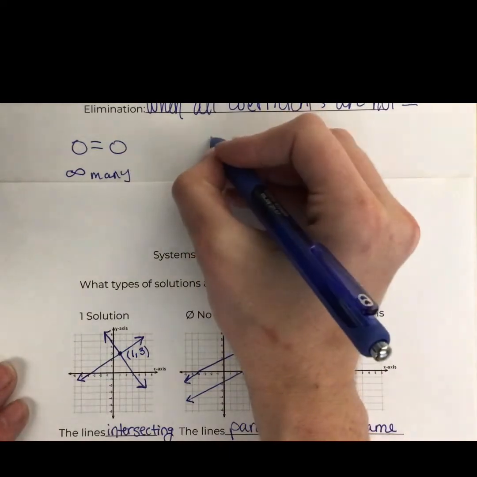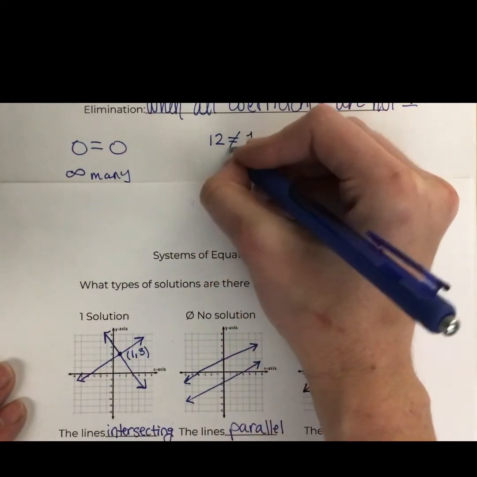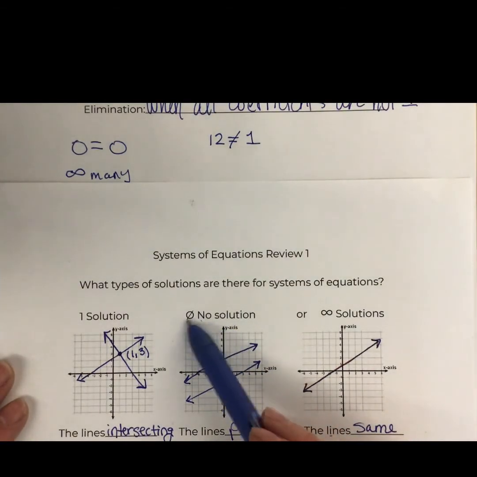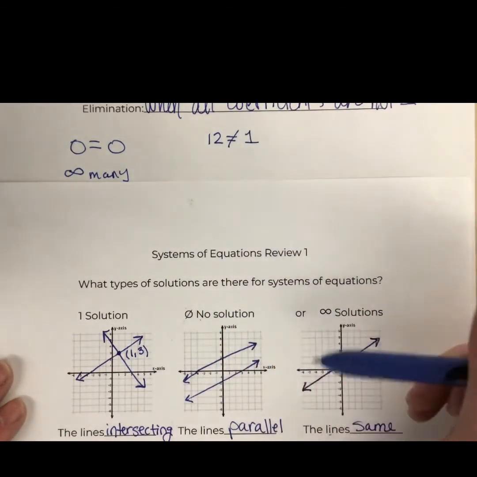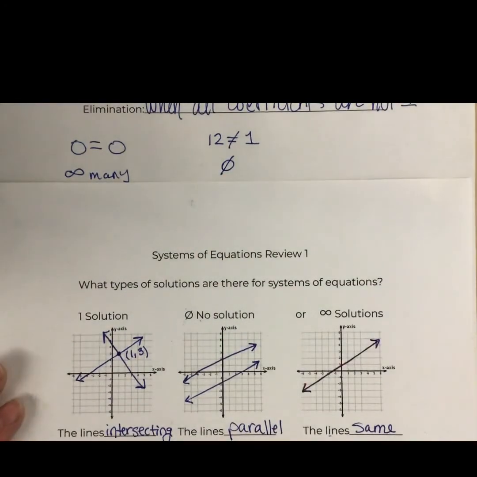However, if I get something that's not a true statement, like 12 equals 1, that's not true. That tells me that these lines cannot intersect. Think of it as the slash mark going with the not equals in my empty set. So we would say there is no solution. They are parallel lines, they do not match up.